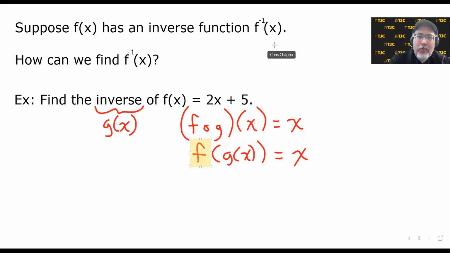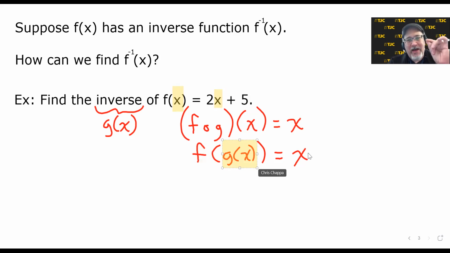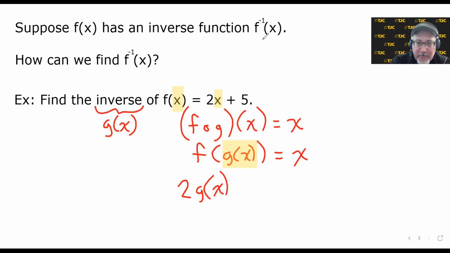And more specifically, we know what f of x does. F says, give me something, and I will do this to it. Specifically, I'll take the thing that you give me, put a 2 in front of it, and then add 5. Well, what is this f doing its thing to? This. So I may not know what g of x is, but I know what f is going to do to it. This particular function, this f of x, says, give me something, I'll double it, and then add 5.